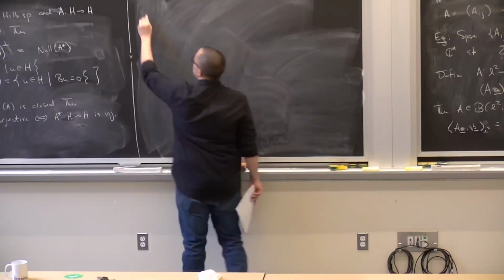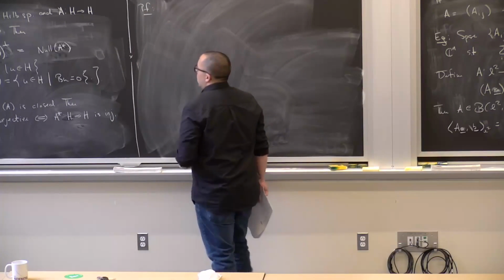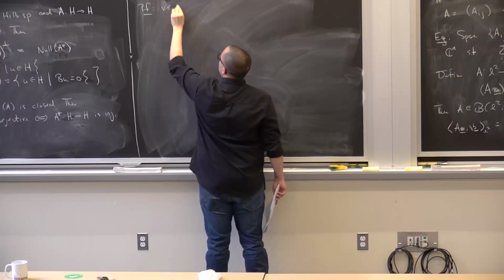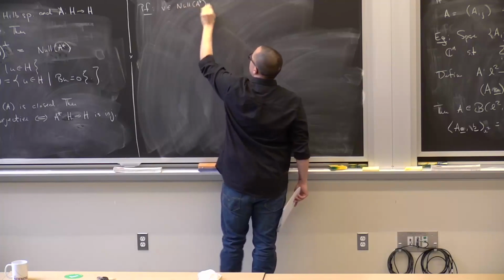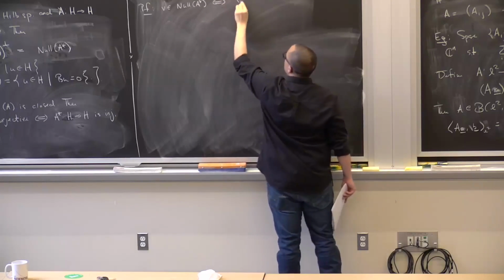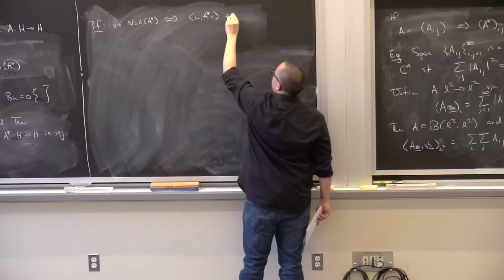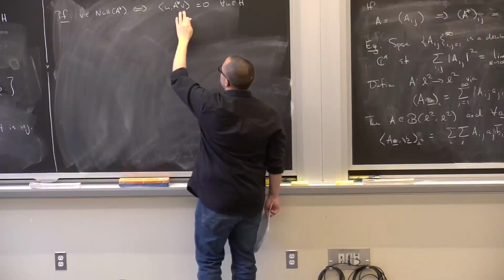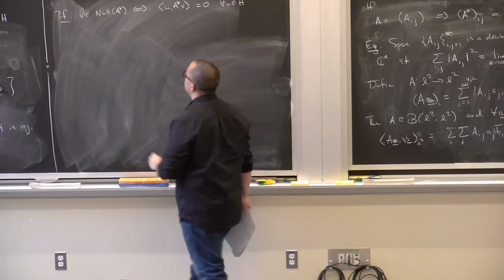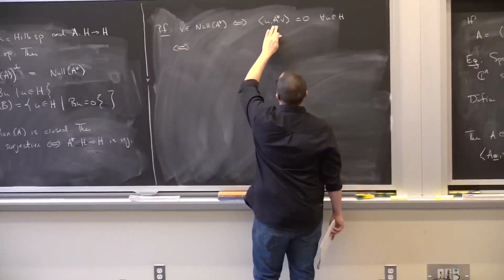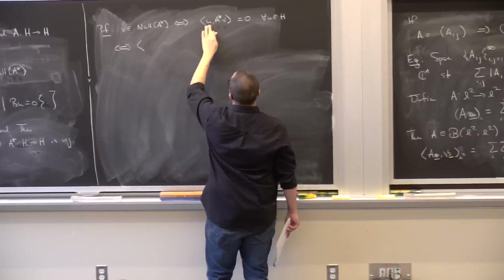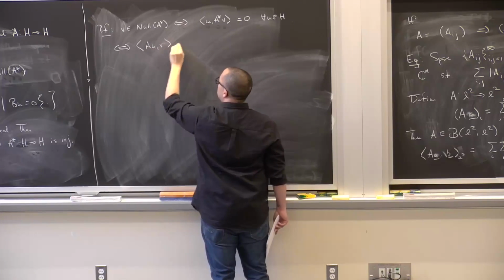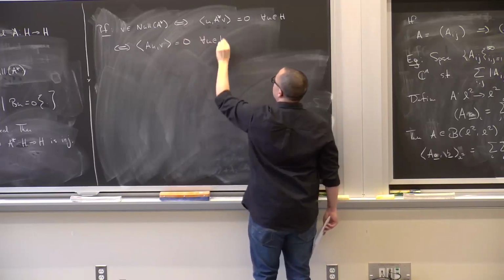Okay, so the proof of this, though, is pretty easy. V is in the null space of A star if and only if ⟨U, A star V⟩ equals 0 for all U in H. A star V equals 0 if and only if this holds for all U in H. And this is equivalent to, by the property of the adjoint, ⟨U, A star V⟩ equal to ⟨A U, V⟩. So ⟨A U, V⟩ equals 0 for all U in H.